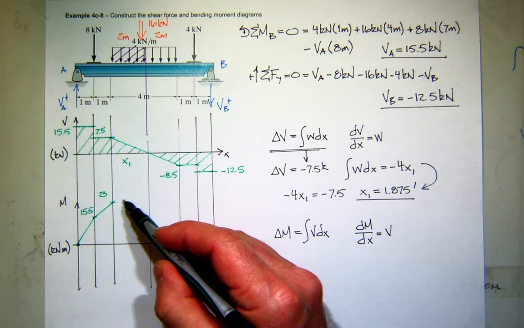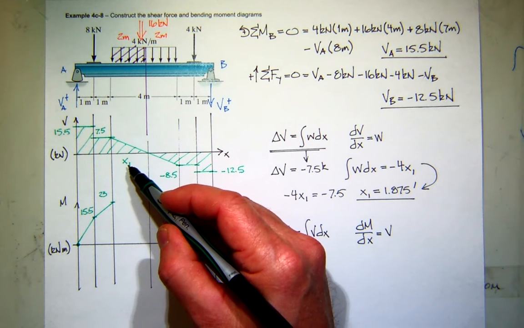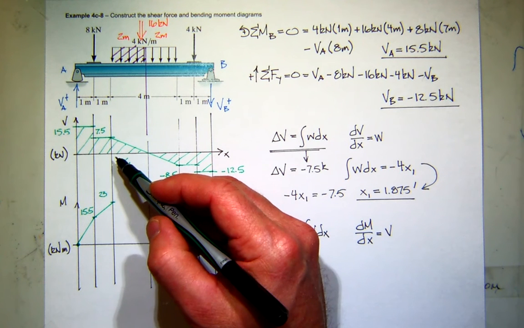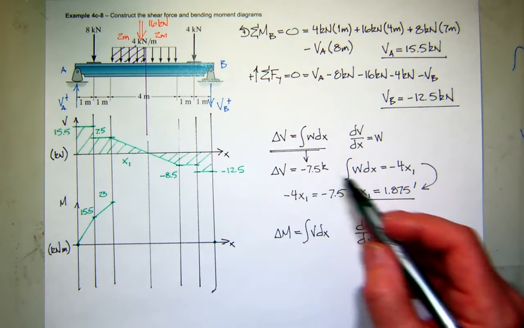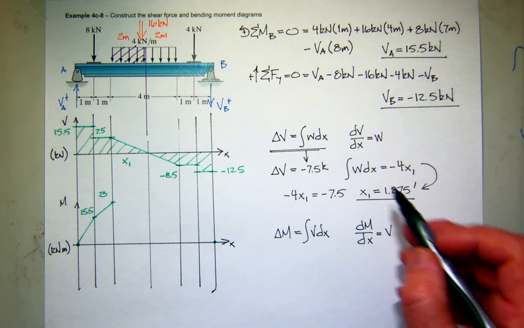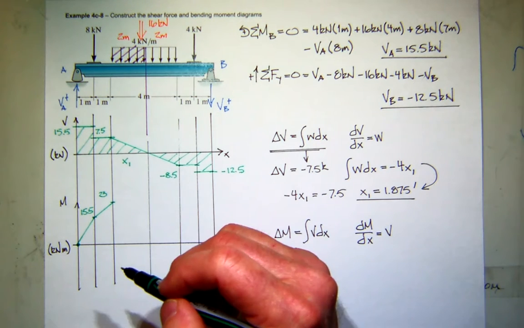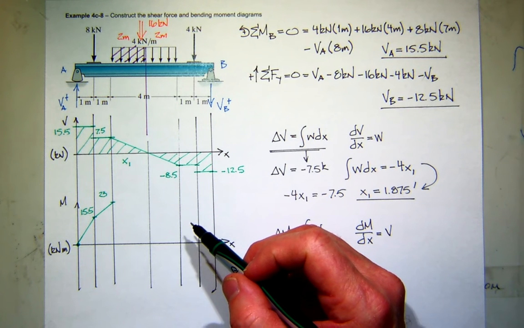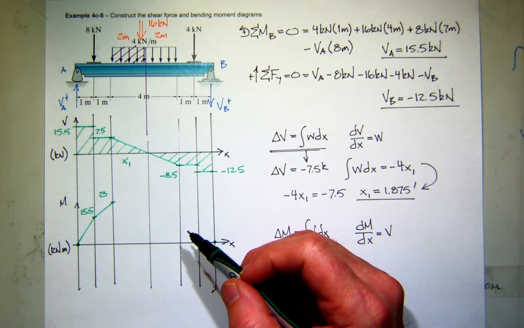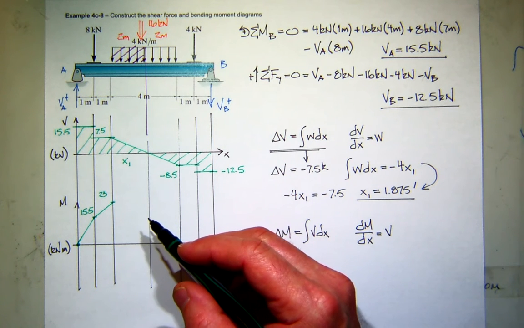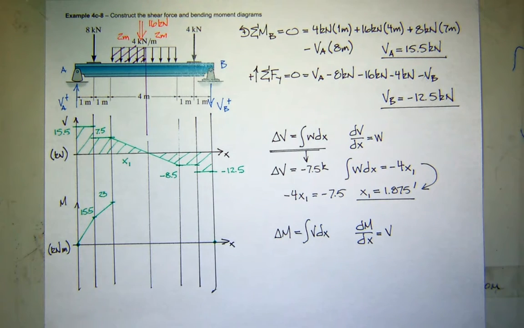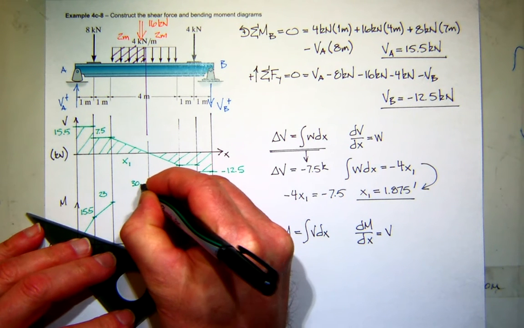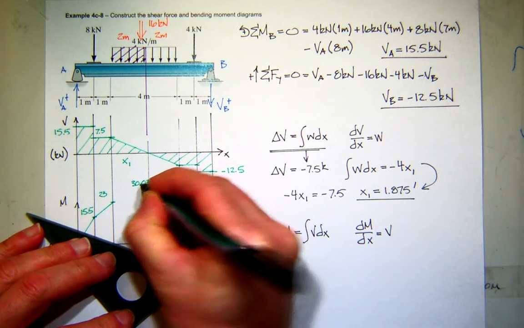Now, what's the change in moment over the next section, defined by the distance x1? Well, it's a triangle. And we know the area of a triangle is 1/2 base, x1, which we calculated as 1.875, times the height, 7.5. So what's 1/2 base times height? 7.03. So what's 7.03 added to 23? 30.03. Basically 30.